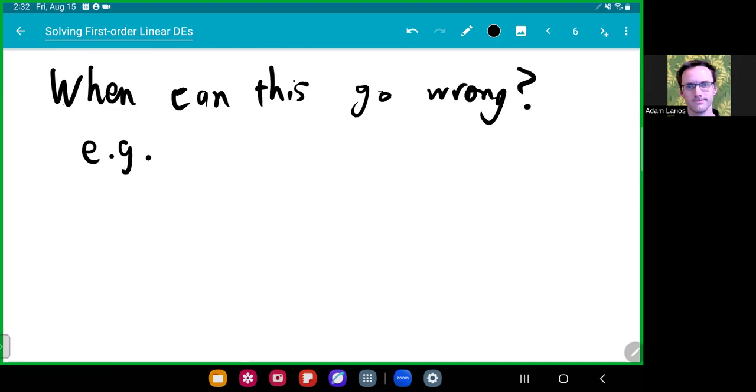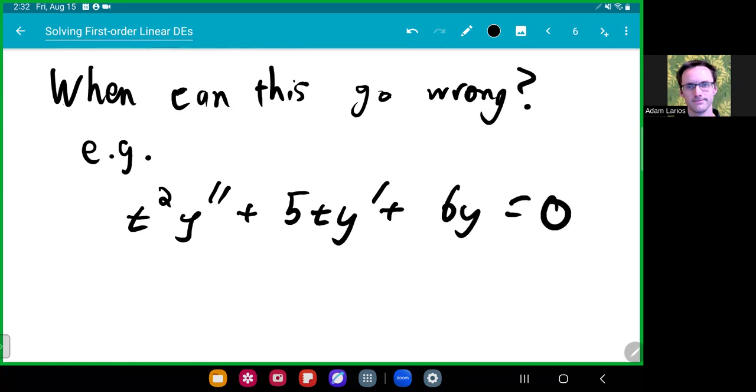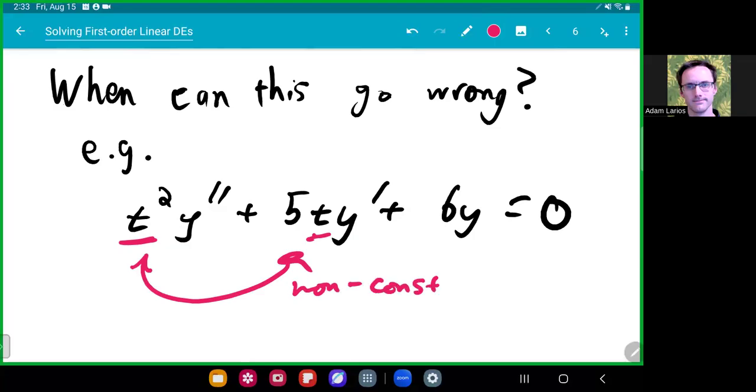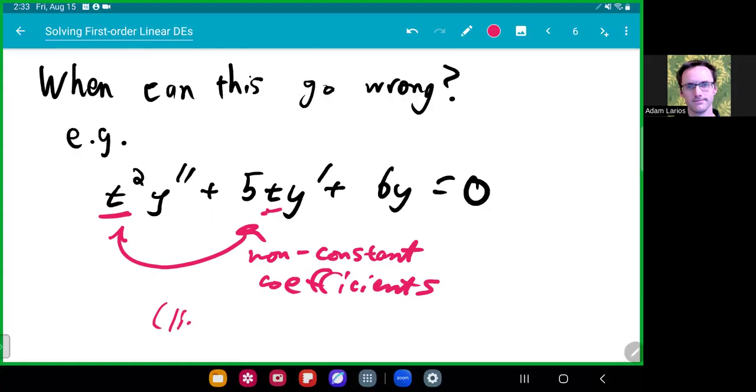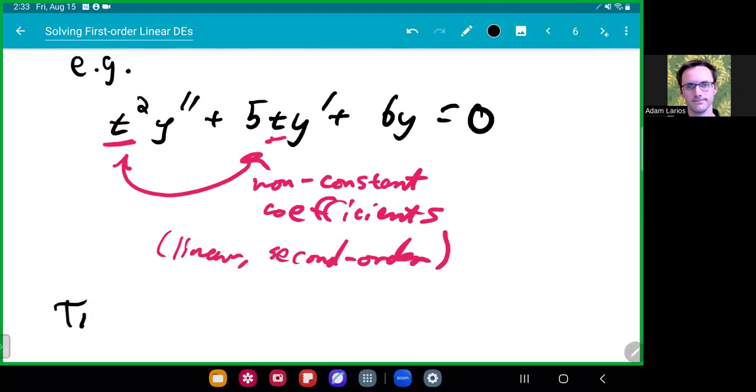So let's see an example. This is something called an Euler equation. If we have something like t squared y double prime plus 5t y prime plus 6y is equal to 0. So I've got a similar looking equation there, but now we have these non-constant coefficients. So this is, of course, linear second order. Okay, but non-constant coefficients.